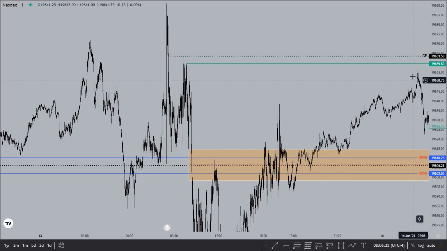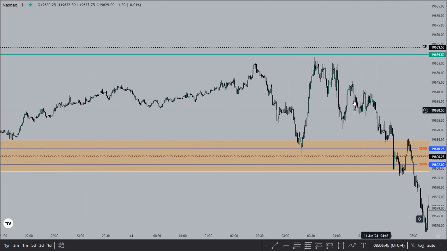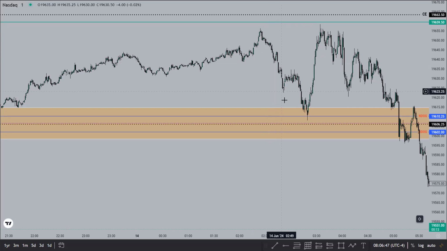Don't focus on the price action until here. This high and that high, they are relatively equal highs now. What do you have now? Buy side liquidity. See the buy side liquidity. After making that buy side liquidity, market is falling.